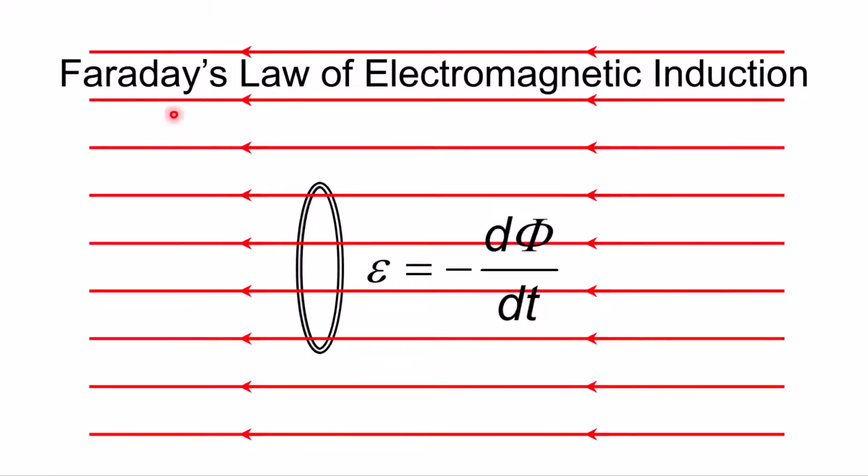Hello, in this video we are going to talk about Faraday's law of electromagnetic induction. Expressed in mathematics, this is what the law looks like. E is equal to negative dΦ/dt. E refers to the induced EMF in this coil. Φ refers to the flux linkage of this coil.